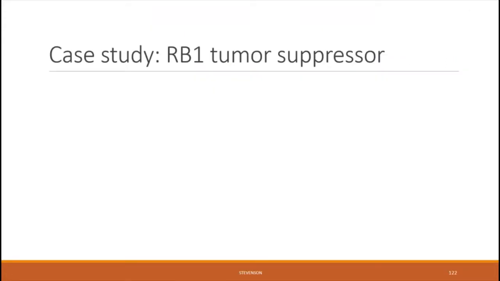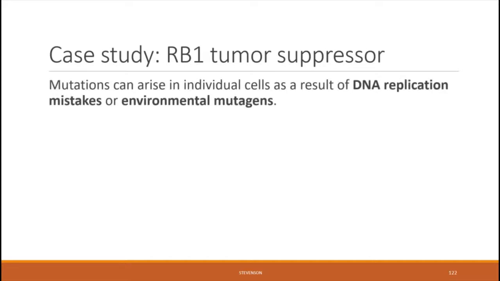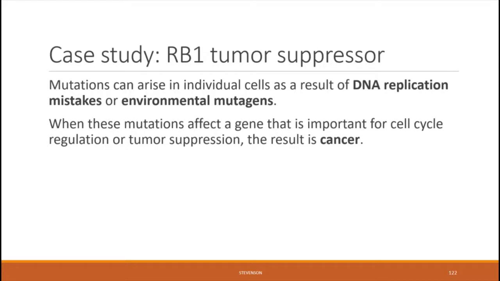So that completes our discussion of our case study on an inherited mutation. And now we're going to talk about an acquired mutation. Because as we know, while mutations can be passed down from your parents, they can also arise in individual cells as a result of mistakes that are made during DNA replication, during S phase of the cell cycle, or exposure to environmental mutagens. When these mutations specifically affect a gene that is important for regulating the cell cycle or suppressing tumors, the result is cancer, as we've talked about before.